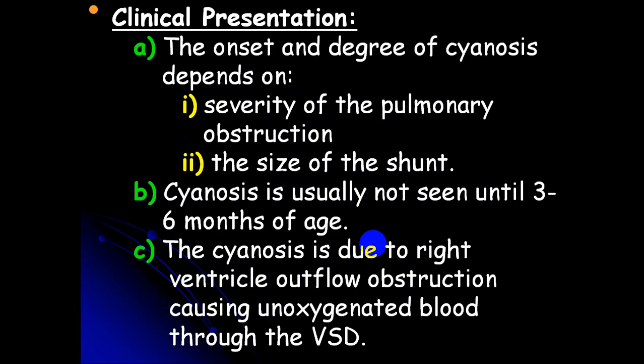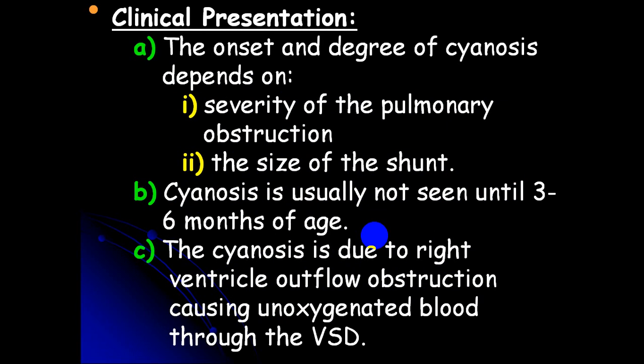The clinical presentation of tetralogy of Fallot: the onset and degree of cyanosis depend on two things, severity of pulmonary obstruction and the size of the shunt, VSD. Really, keep these 2 points in mind, they are important in the clinical presentation and also in the outcome, the prognosis, and the indication of surgery.